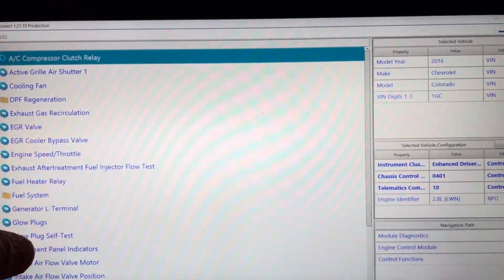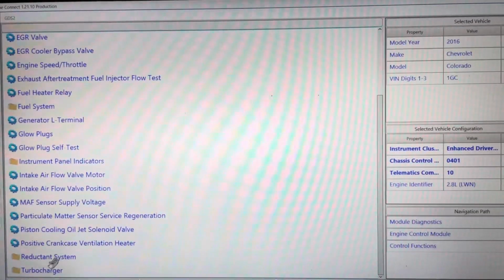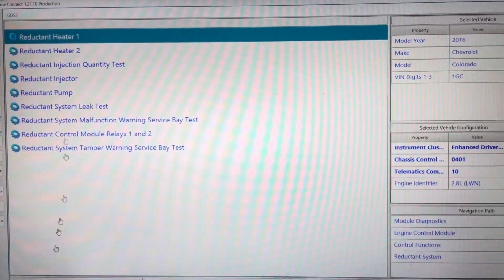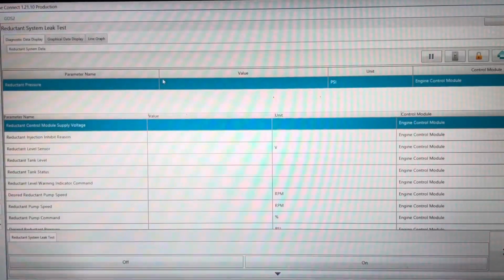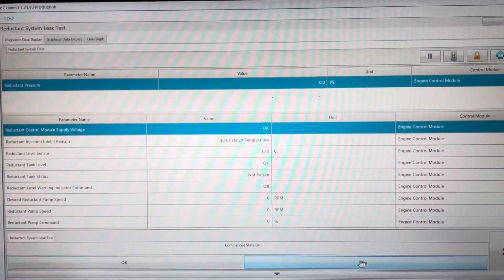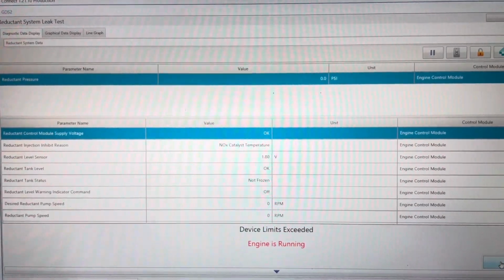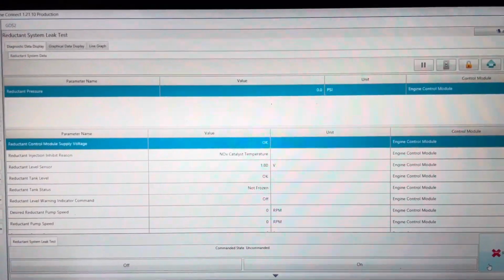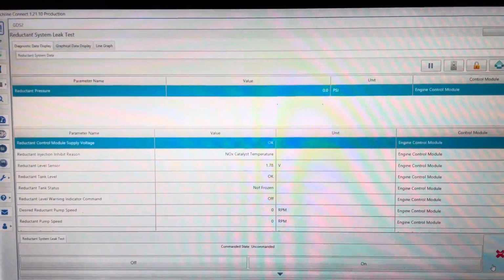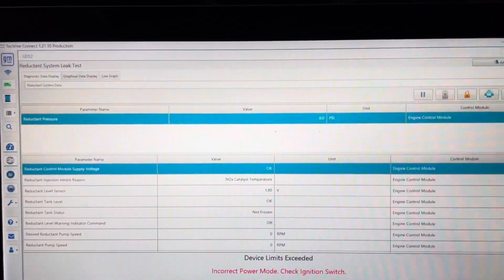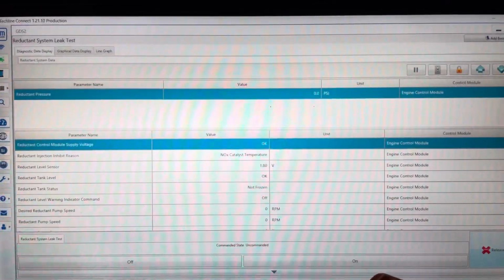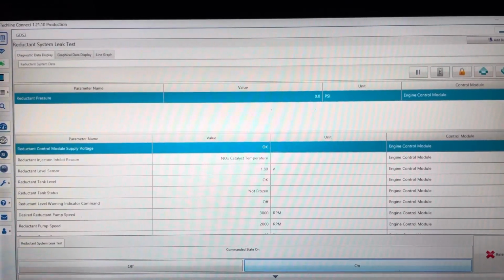Controls. Oh my god, touchscreen. I'm giving up on the touchscreen. Reductant system leak test. Commanded on. It doesn't want the engine running. Okay. Shut her down. And now we're... Oh, it wants to keep on always. Engine is now shut down.